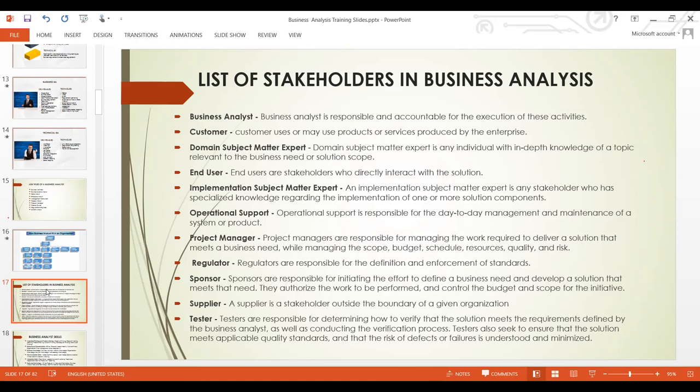Suppliers here can be vendors. For instance, in your organization, if you are working with Zenith Bank, and Zenith Bank is now trying to install Microsoft Dynamics in their organization, then you have to look for Microsoft as the vendor. So Microsoft here can be the vendor, they are the supplier. They are the suppliers of this particular solution.